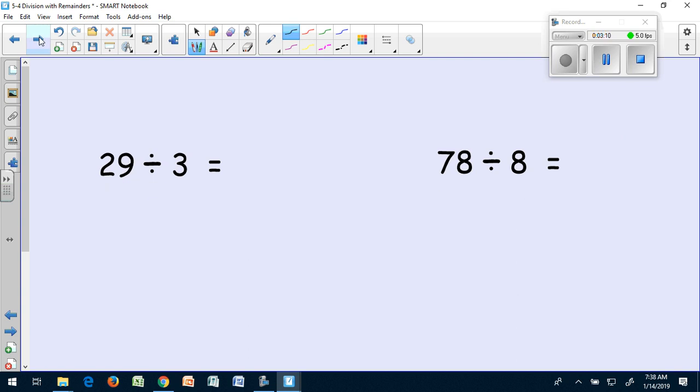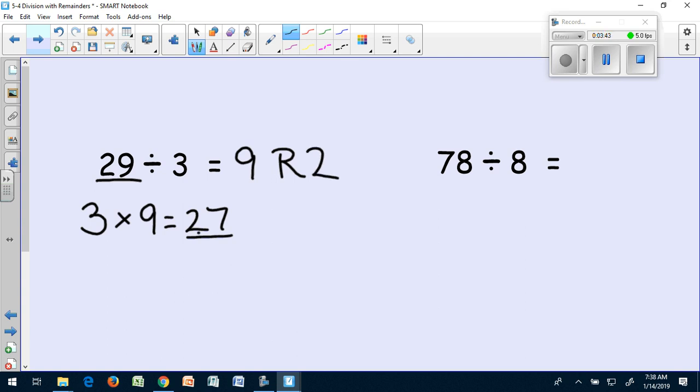Why don't we look at these two? So I have 29 divided by 3. So if I think about 3 facts, I know that 3 times 9 equals 27. And that's as close as I can get to 29 without going over 29. So 29 divided by 3 is going to be 9 because I can make 9 groups or have 9 in each group. And then I ask myself, how many do I have left over? Well, 29 minus 27 is 2. So my answer is 9, remainder 2.